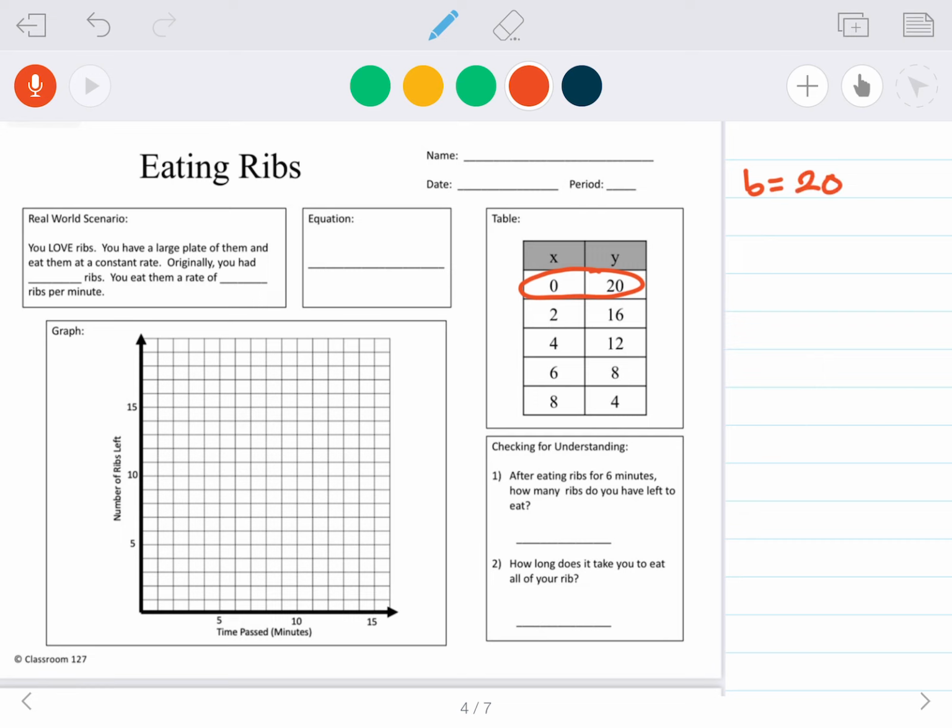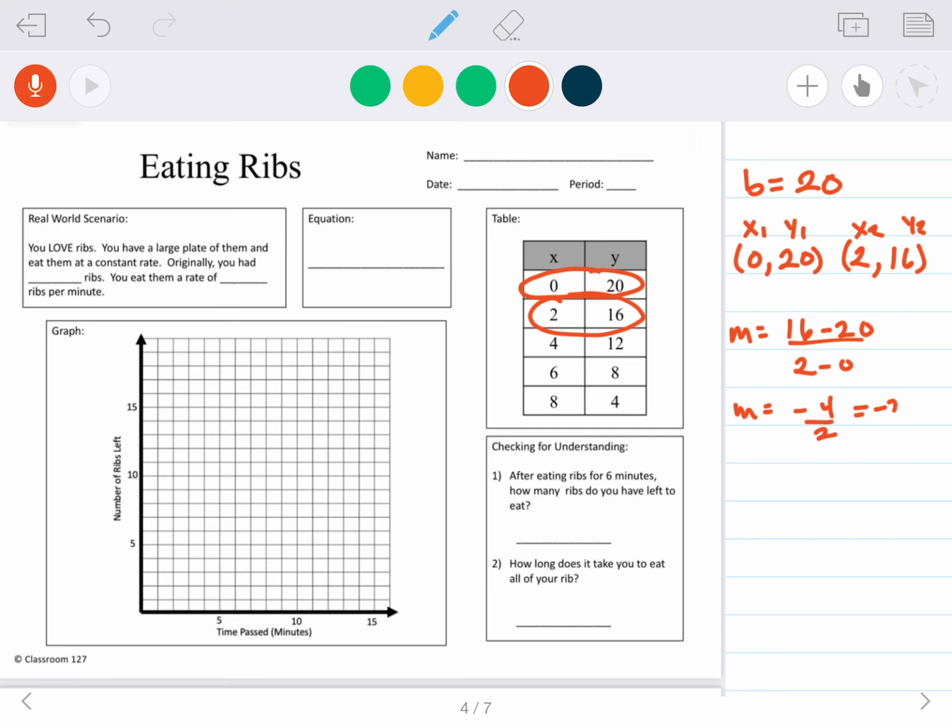And we can figure out the slope with our formula. I'm going to just pick the first two points to keep it simple. x1 is 0, y1 is 20, x2 is 2, and y2 is 16. Then I'm going to use my slope formula, y2 minus y1 over x2 minus x1. So our slope is going to be negative 4 over 2, which is negative 2. We know our y-intercept, we know our slope, therefore our equation is y equals negative 2x plus 20. Okay, so now we have our equation.